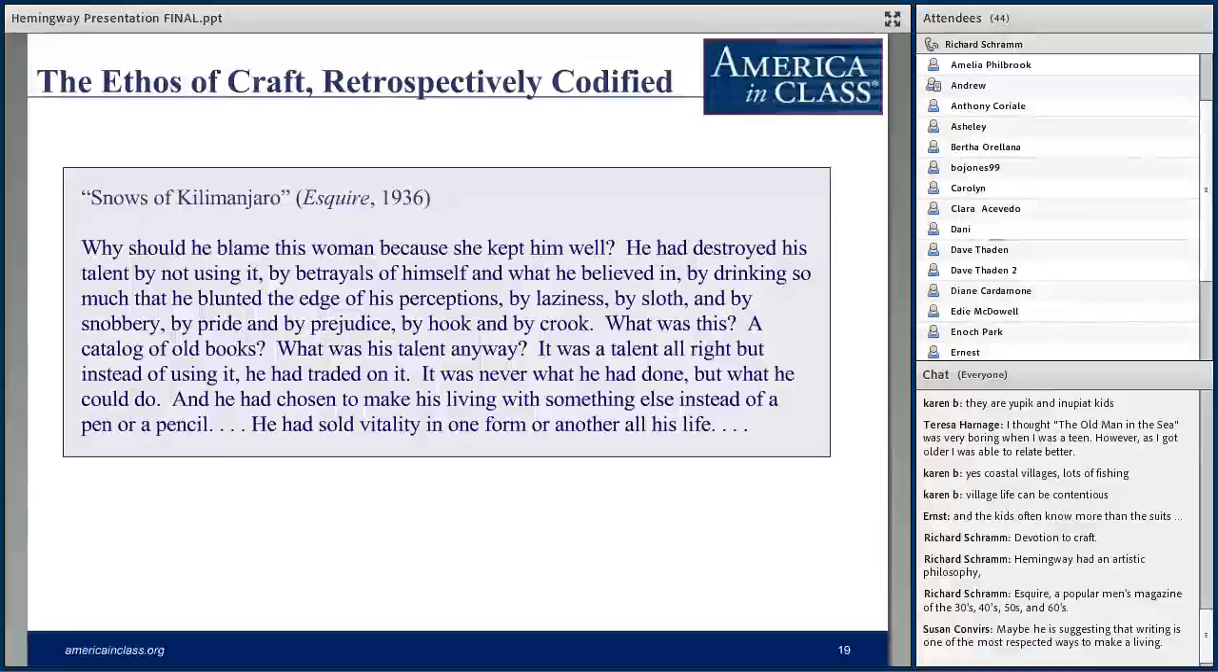Okay, Susan writes, maybe he is suggesting that writing is one of the most respected ways to make a living. All right. I think he's certainly suggesting that. Of course, he is appealing to his wife because he has established a reputation as a literary artist. Absolutely. And indeed, Hemingway himself had a mass culture reputation, which he was not reluctant to trade on.